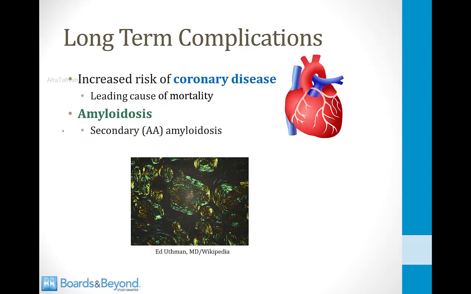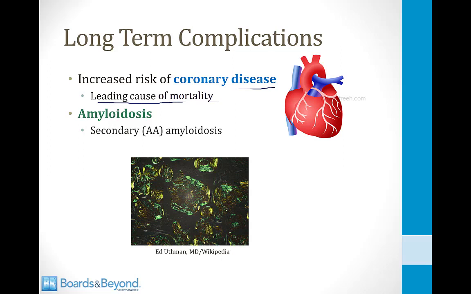I'll finish this module by talking about a couple of the long-term complications of rheumatoid arthritis. Earlier I mentioned that women with this condition can develop osteoporosis. There is also an increased risk of coronary disease. This is true of rheumatoid arthritis and other autoimmune diseases, especially lupus. It's believed that the inflammation can lead to plaque buildup in the walls, and coronary disease is the leading cause of mortality among people with rheumatoid arthritis.